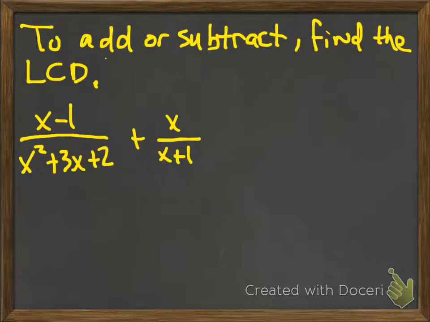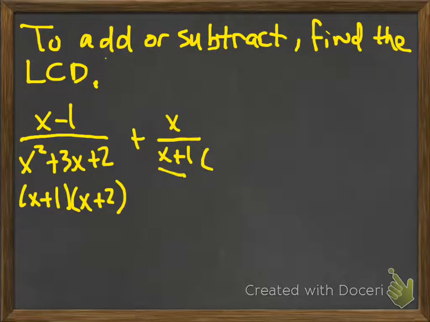Okay, so now let's add or subtract when the denominators are not the same. And remember, to add or subtract fractions, you have to find the least common denominator. So if you look at this example, x minus 1 over x squared plus 3x plus 2 plus x over x plus 1, you can tell that they're not the same. So let's factor the x squared plus 3x plus 2. That's plus plus, and so it would be 2 and 1. And then this one's already factored, x plus 1.